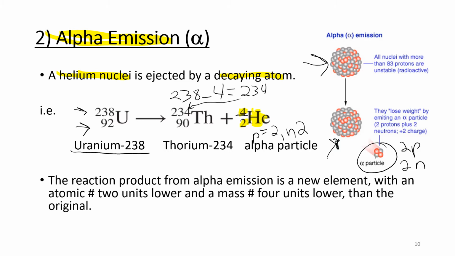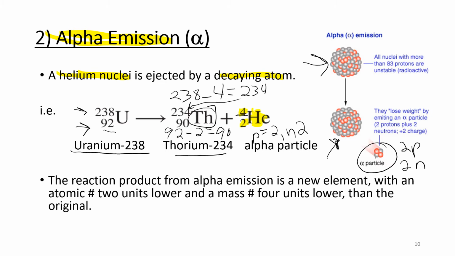And then the atomic number, we started with 92, so we're going to have 92 minus 2 to tell us the identity. The atomic number is 90, and if we look on our periodic table, the element with atomic number 90 is thorium.